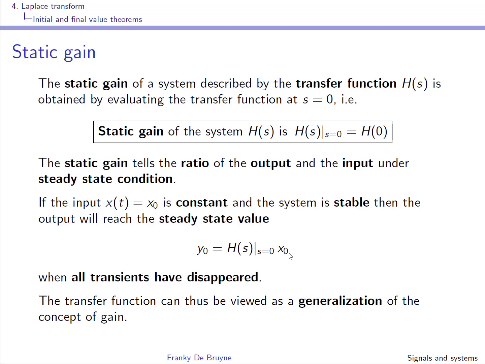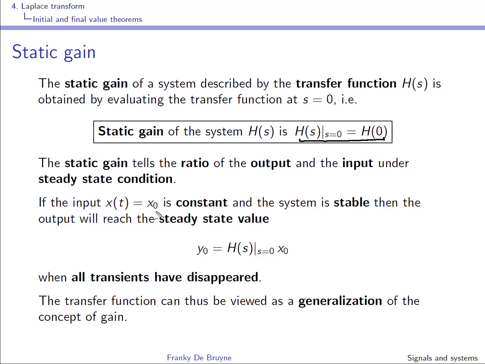The static gain of a system can be obtained by considering its transfer function at s is equal to 0. So this is how you obtain the static gain of the system, and it tells you the ratio between output and input under steady state conditions. Steady state means when all transients have disappeared.